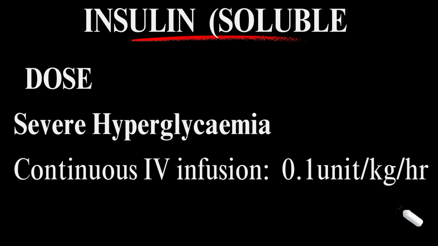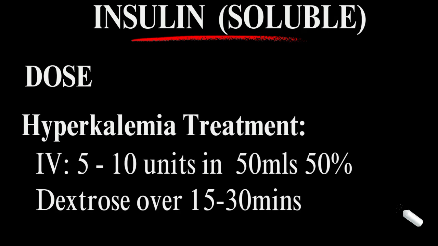The dose for severe hyperglycemia is a continuous IV infusion of 0.1 units per kilogram per hour. It's also one of the medications in the hyperkalemia cocktail treatment. So we give it IV 5 to 10 units with 50 ml of 50% dextrose.